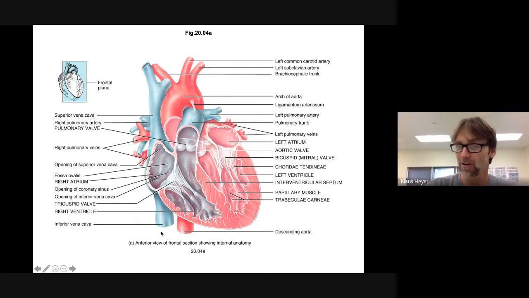So they're headed back to the heart again. Come back to the heart. Go to the receiving area. The atria are going to hand that off to the ventricles. And it's just going to keep going like that. The ventricles are going to ship that blood out to the lungs. And it comes back in through the lungs.